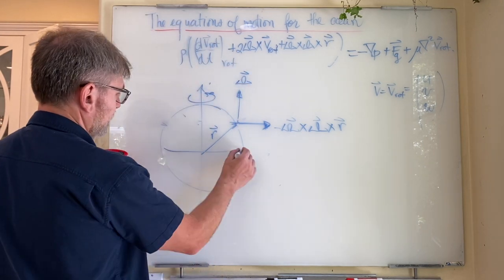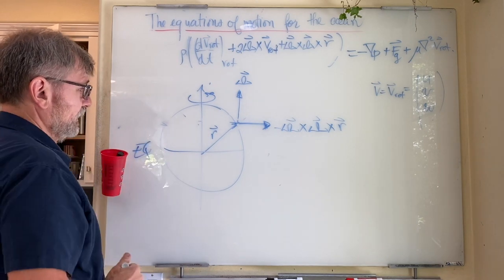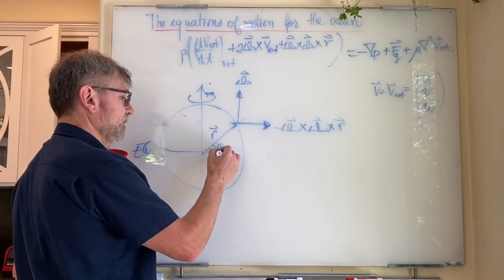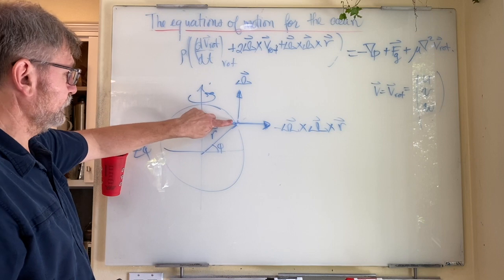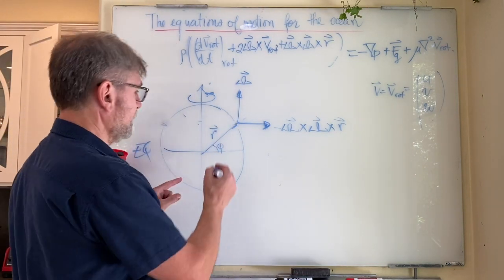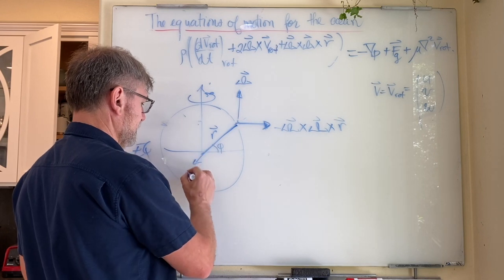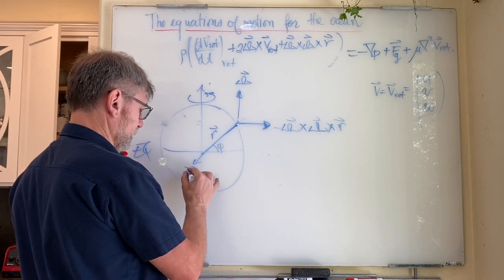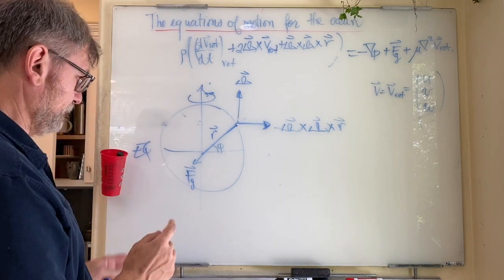Right, this is the equator, by the way. Okay, this phi is the latitude. Now what we call the effect of gravity is going to be the vector sum of a force in this direction, Fg, which is the force of gravity, right?